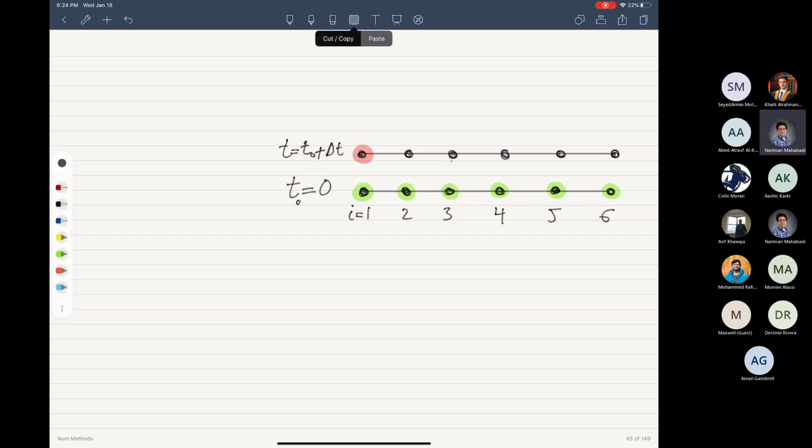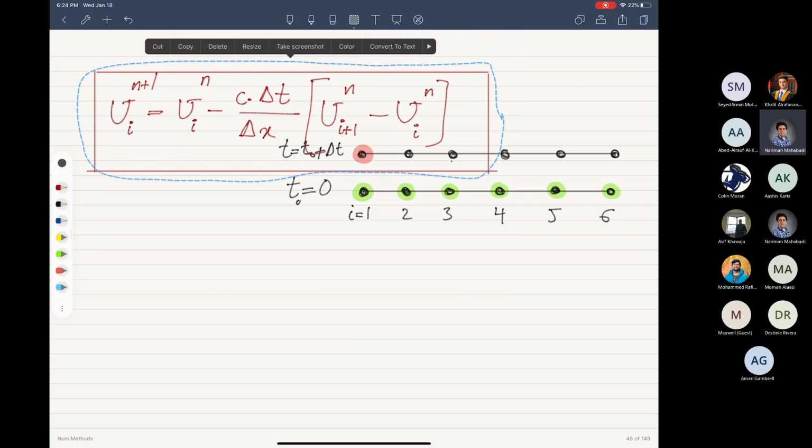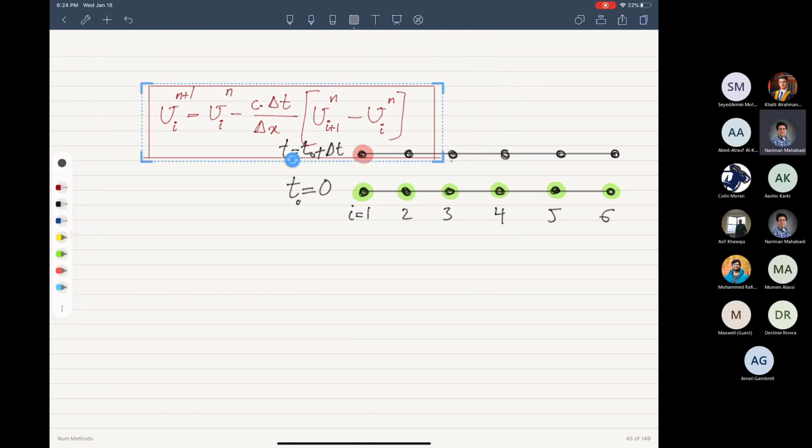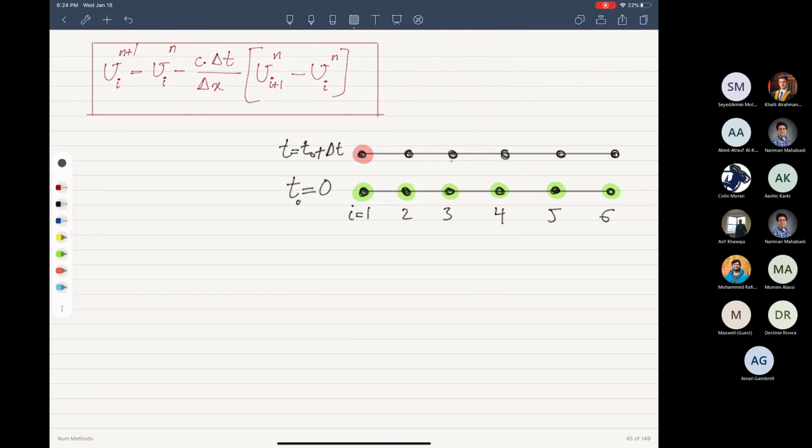Okay, now let's look at our final form of the equation, which I just derived. Can you tell me this one, which is right here? My unknown function at the grid point i at time step n plus 1, right? So let's say if this is n, this is n plus 1.